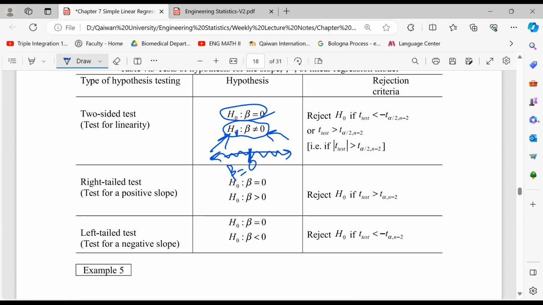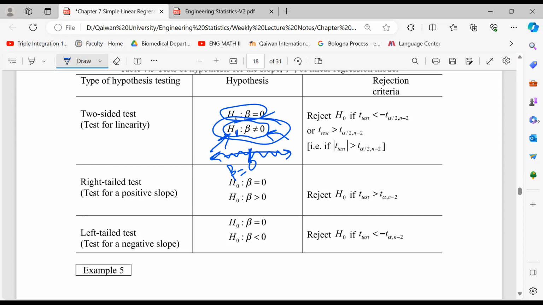The alternative hypothesis is two-sided. It's greater than zero or less than zero, so it's positive and negative. It could be positive and it could be negative. In the alternative hypothesis H1, we say beta could be positive or negative. This is called a two-sided test.